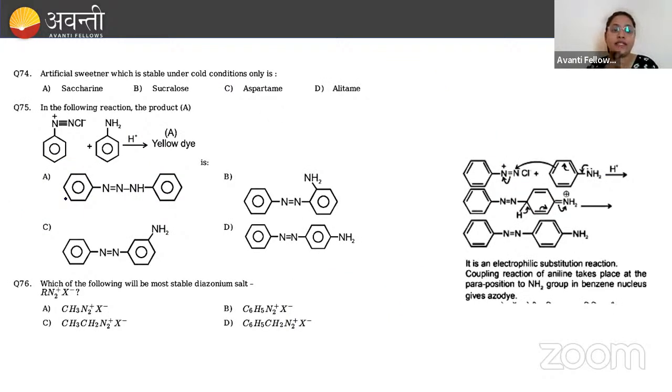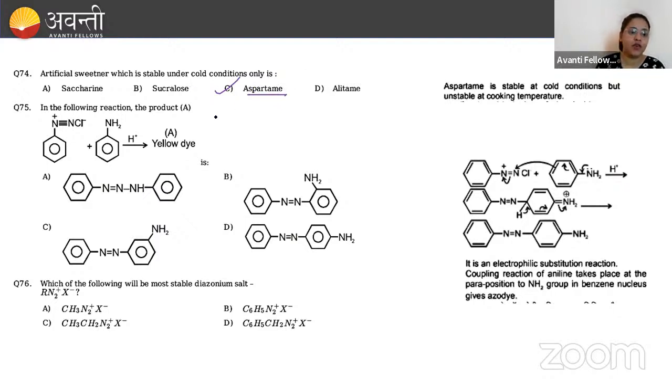Artificial sweetener which is stable under cold condition only is. So here, which artificial sweetener is stable under cold condition? So aspartame. That is option C. It is stable at cold conditions, but it becomes unstable at cooking temperature. So this is our correct answer here.